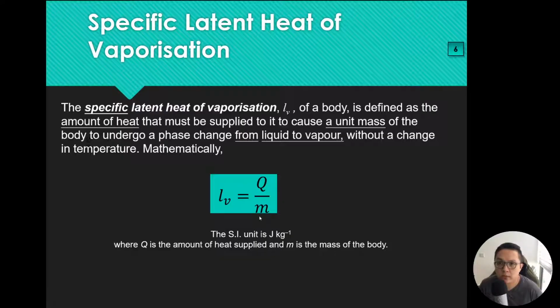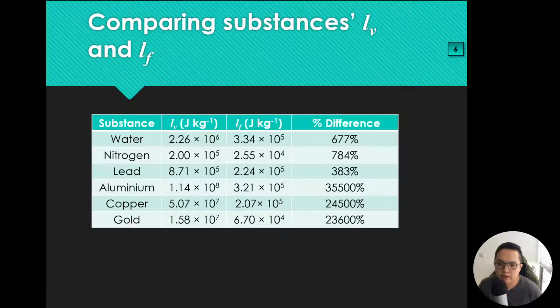Units is joule per kg. Alright, and once we have that, we can look at some of the values. Over here I put in the LV and LF of some common substances, and you realize that typically the specific latent heat of vaporization is much higher than the specific latent heat of fusion.